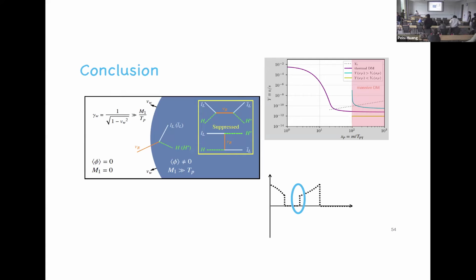So the graviton in the first part is from bubble collisions.